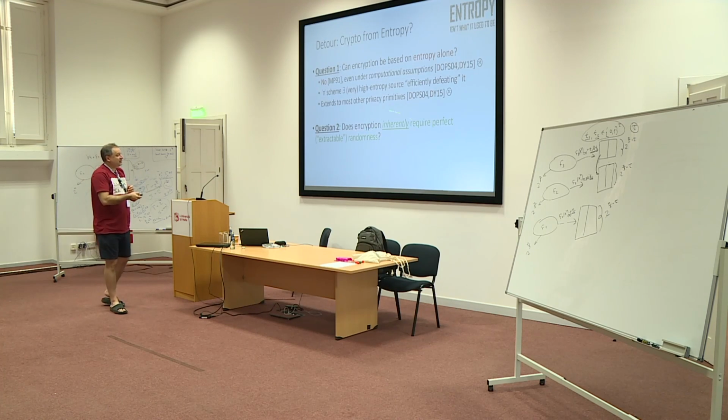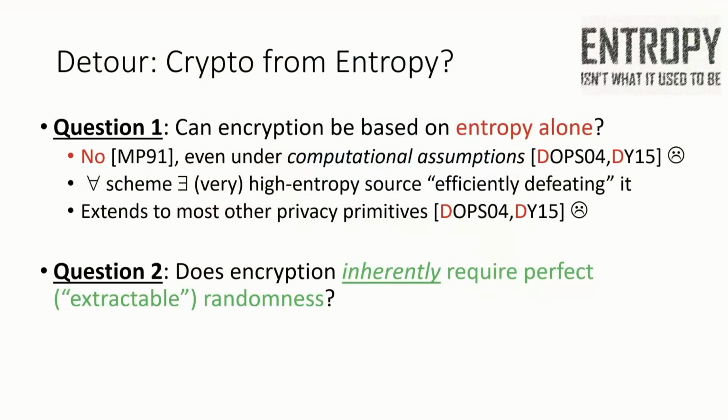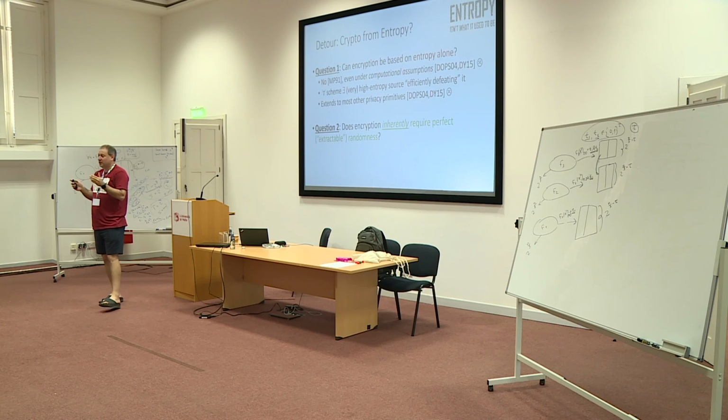So here we asked even more. This was super negative, and then we asked an even more negative view of the world. We asked the following question: okay, fine, entropy alone is not enough. For example, entropy is not enough for both encryption and extraction. But even more ambitiously, is it true that encryption inherently requires perfect randomness? So basically, in order to do cryptography, do we inherently need perfect randomness? What does it mean?